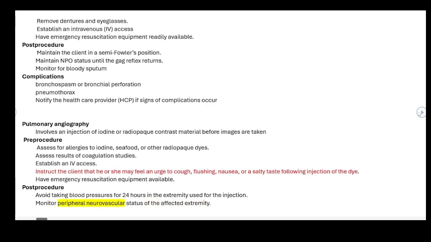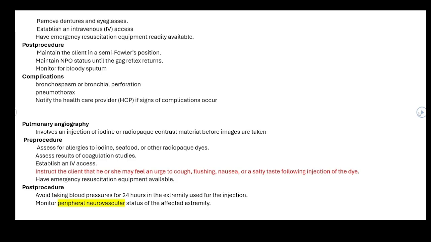Let's look at the next one. You want to remove every denture and eyeglasses. You want to establish an IV line. With LPNs, you just assist the RN to establish a new line. You always want to have emergency resuscitation equipment available at all times, especially when we have respiratory problems.